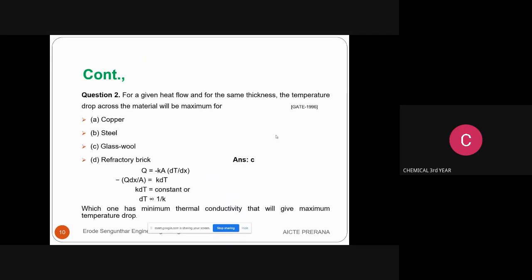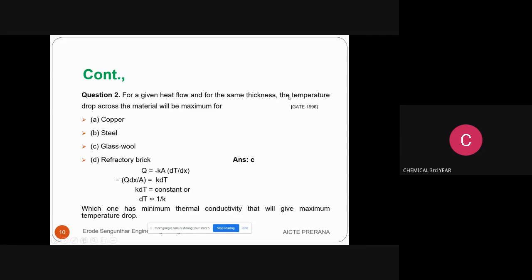This is the second question. For a given heat flow and for the same thickness, the temperature drop across the material will be maximum for... Here they have mentioned different materials: copper, steel, glass wool, and refractory brick. They are asking for which the temperature drop across the material will be maximum. Where will it be? We have to find out. See, before going into the discussion, while reading the question itself, we can find the answer.